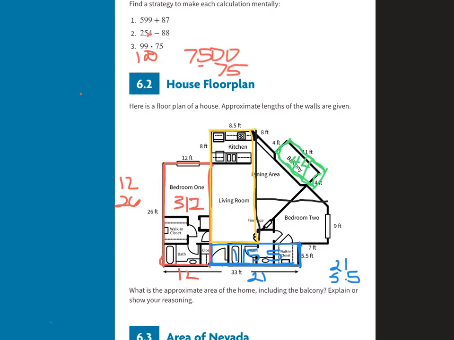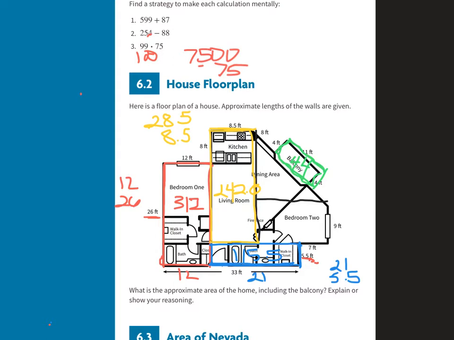So this rectangle, the height is a little tricky. The whole thing on the left side here is 26. But I have 5.5 that I've got to take off. So 26 minus 5.5 is 20.5. So that's up to here. And then we add the kitchen, which is 8. So 28.5. So we're going to go 28.5 times 8.5 right here, the width. 28.5 times 8.5 gives me 242.25. Okay.